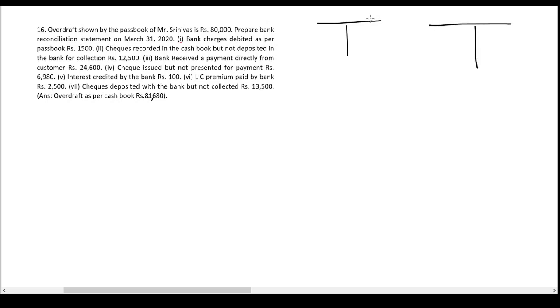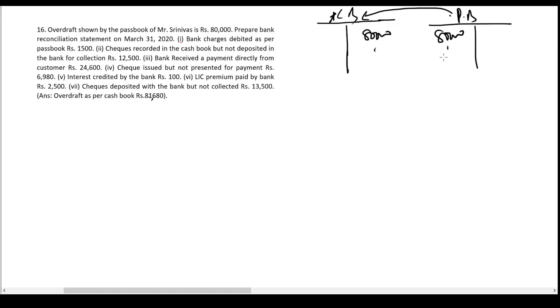Cash book, passbook. We are starting with passbook and we have to arrive at cash book. You are given overdraft balance as per passbook, so I'm putting star mark to cash book because I want to make passbook equal to cash book.